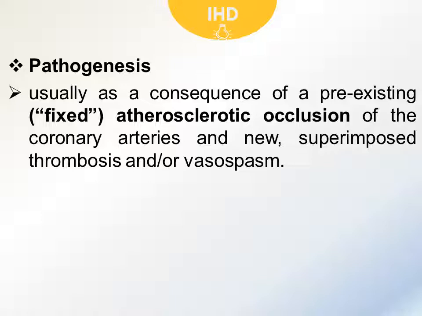Regarding the pathogenesis, ischemic heart disease is a consequence of inadequate coronary perfusion relative to myocardial demands, usually as a consequence of a pre-existing fixed atherosclerotic occlusion of the coronary arteries and new superimposed thrombosis and/or vasospasm. Fixed obstructions that occlude less than 70% of a coronary vessel lumen typically are asymptomatic, whereas lesions that occlude greater than 70% of the vessel lumen result in so-called critical stenosis.